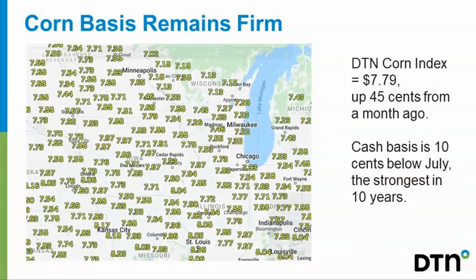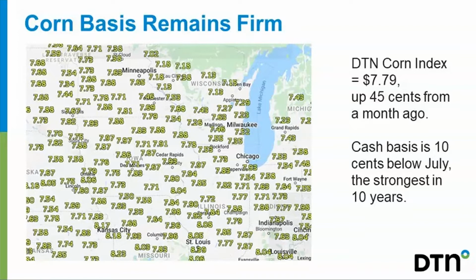The corn basis. Here's our map of corn bids across the Midwest. And I realize it can be kind of a difficult looking mess maybe, but as you see here, we have most cash corn bids kind of in the upper $7 range, spread fairly evenly throughout much of the Midwest. There have been prices above $8, but last night's average, our DTN corn index, came out to $7.79 as a national average. That's up 45 cents from where it was when we were talking a month ago.